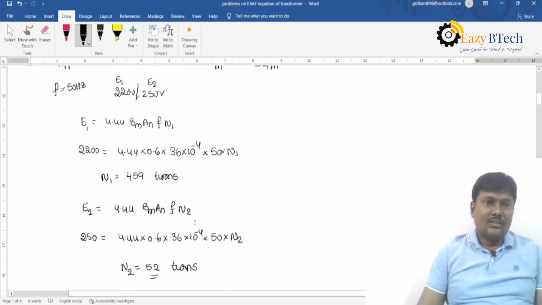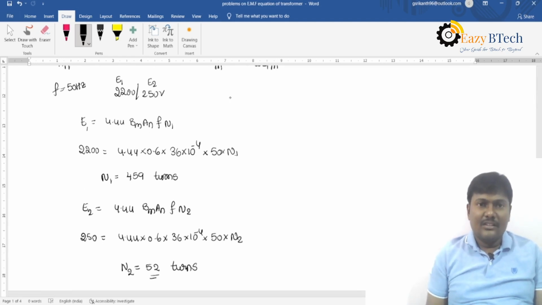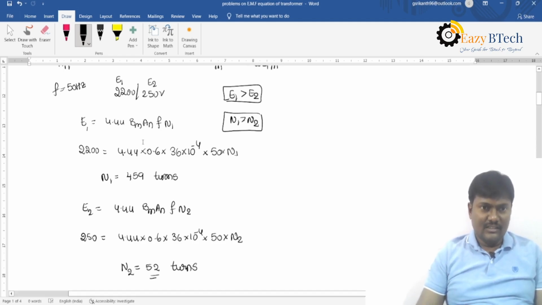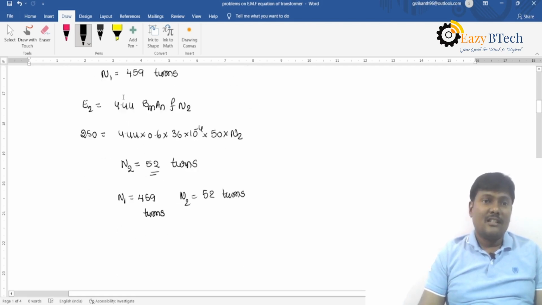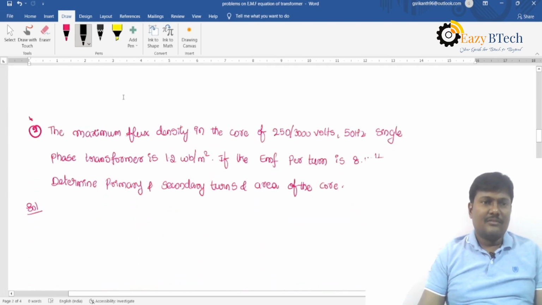Since the primary induced EMF E1 is greater than the secondary induced EMF, that means N1 is greater than N2. Then only the answer is correct. Otherwise, the answer is wrong if N2 is greater than N1, because the primary induced EMF is greater than the secondary induced EMF.